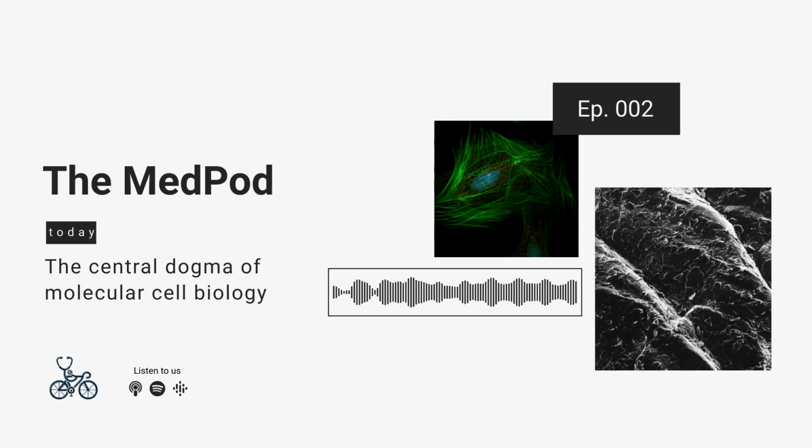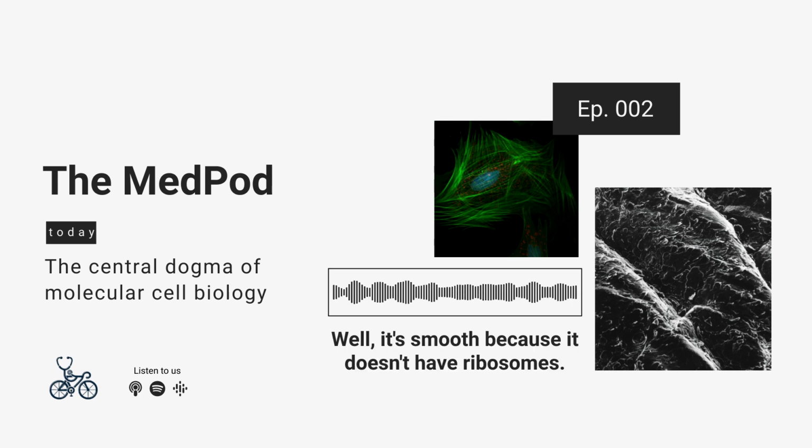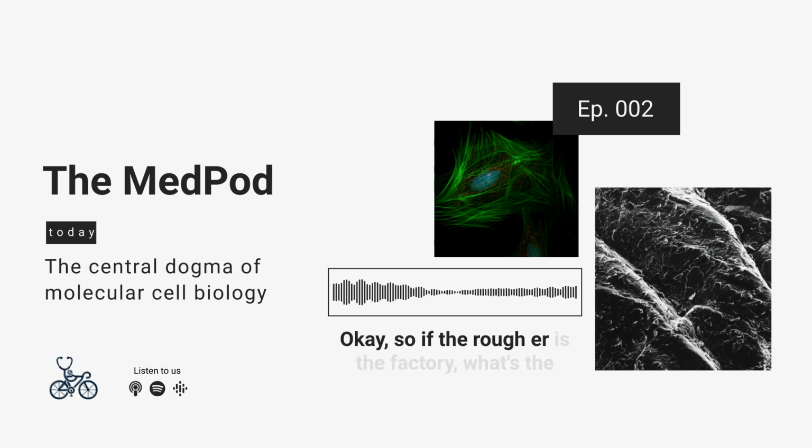Exactly. But the ER has another side, the smooth ER. Smooth ER. What's happening over there? Well, it's smooth because it doesn't have ribosomes. Okay, so if the rough ER is the factory, what's the smooth ER's specialty? Ooh, good question.